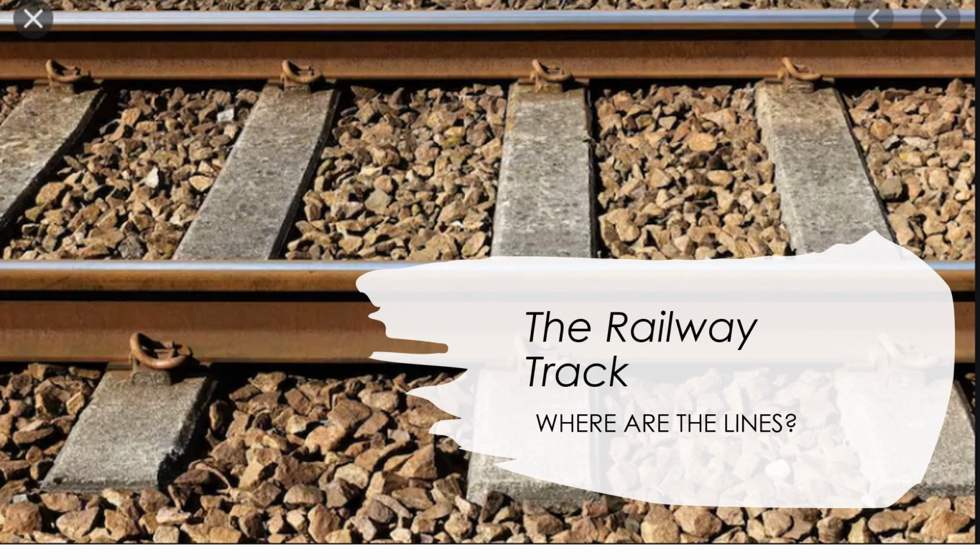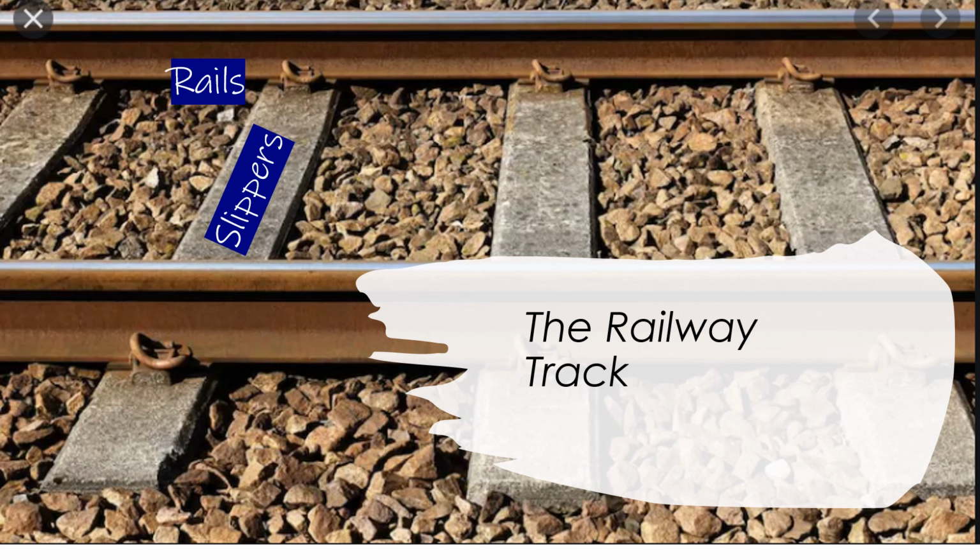Let us take a look at this example with the railway track. Take a look at this picture. Where are the lines here? We have got the lines on the slippers and we have got the lines on the rails.